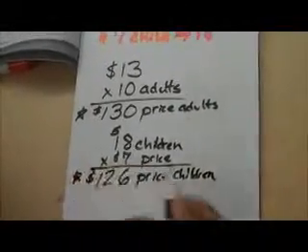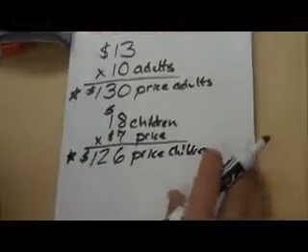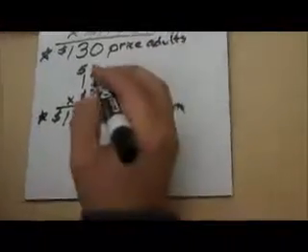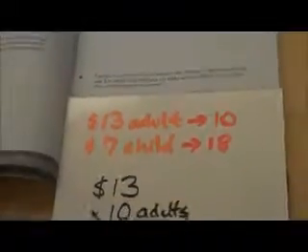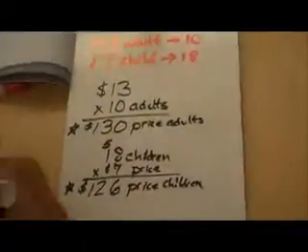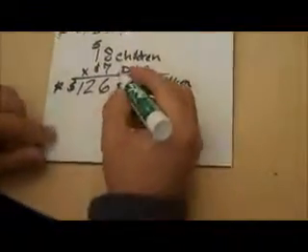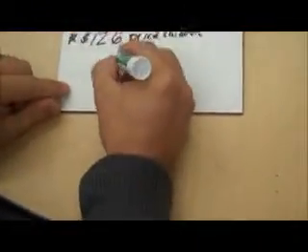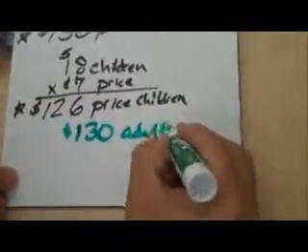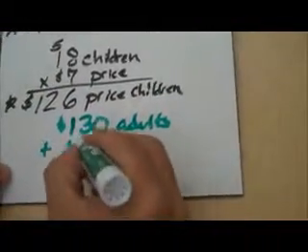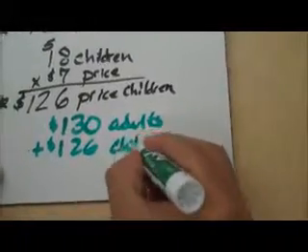I have two pieces of information now. Notice that I have labeled. Notice that I've tried to keep it orderly. The final question, if I go back to my question, is how much do they pay altogether? Now the key about altogether is that bells should go off in my head. Altogether means that we are going to add. So I'm going to take my $130 for my adults and add it to the $126 for my children.